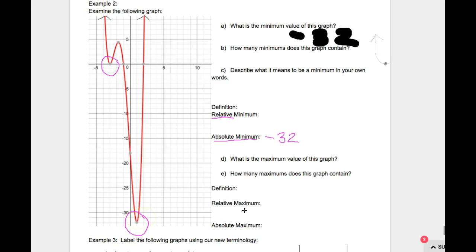Okay? So when you go and log into Delta Math, they're going to ask you a couple questions about that, and that's the vocab you need. And we'll clean that up on Monday.